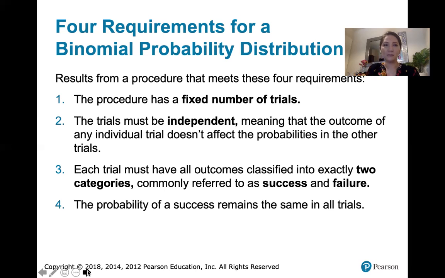And then finally, our 4th requirement is that the probability of success in one trial remains exactly the same from trial to trial. So if the probability of success increases as you go from one trial to the next, well, then that's not going to represent a binomial probability distribution.